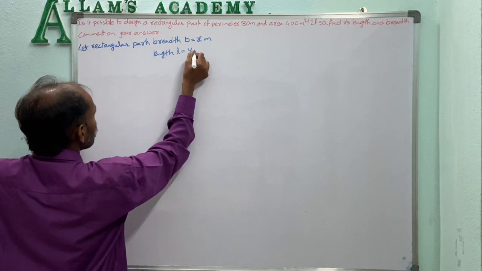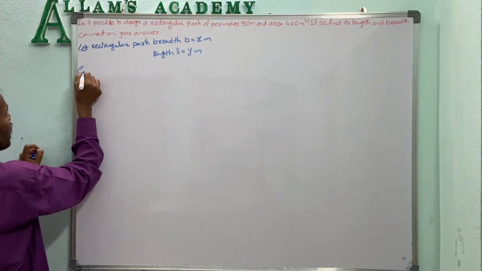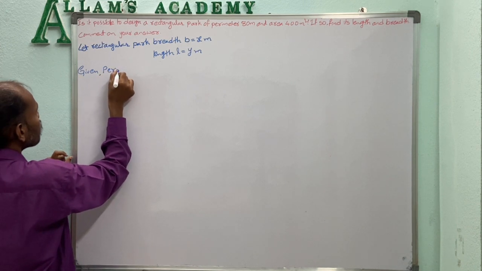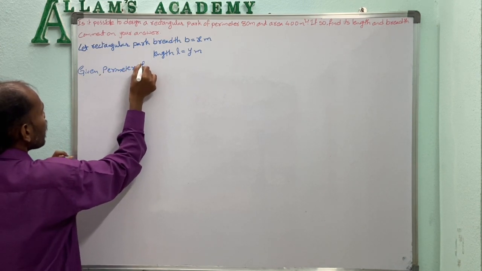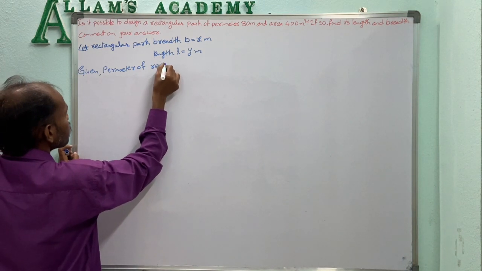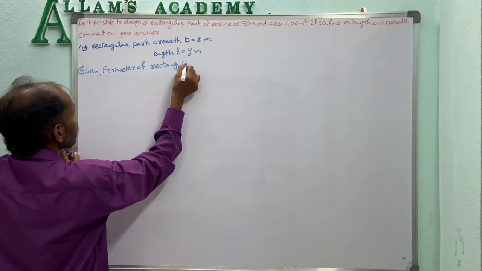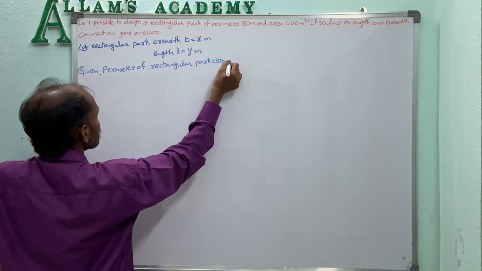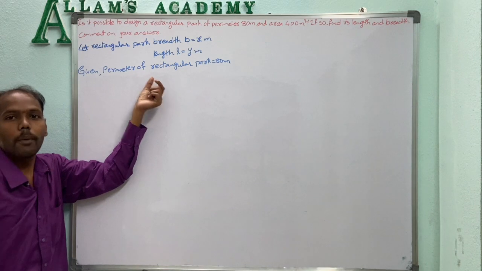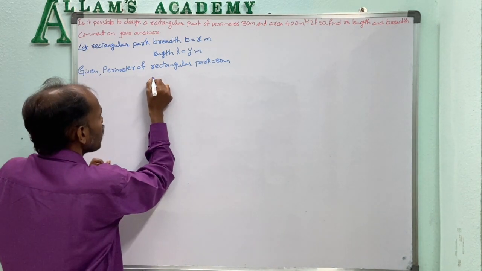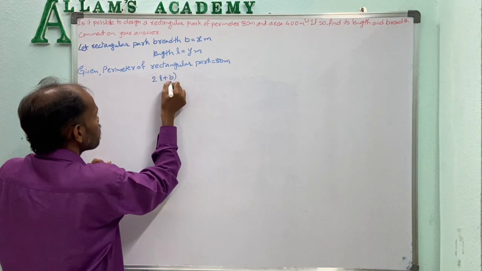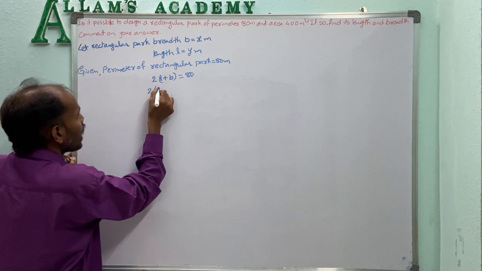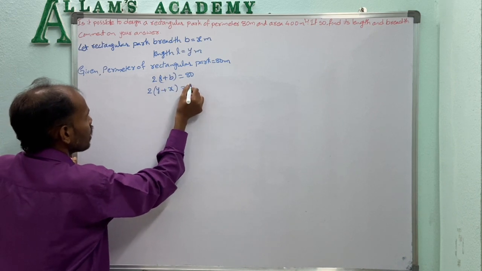And here given the perimeter of the rectangular park is 80 meters. So the rectangle's perimeter is 2 into L plus B. 2 into L plus B equal to 80 given. So here L is nothing but y and B is nothing but x, equal to 80.